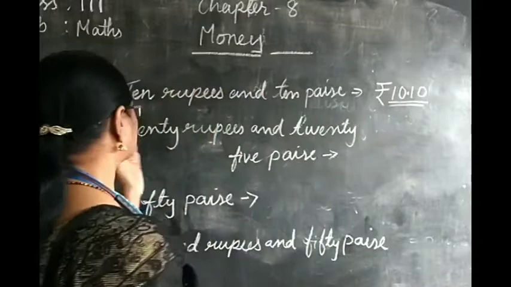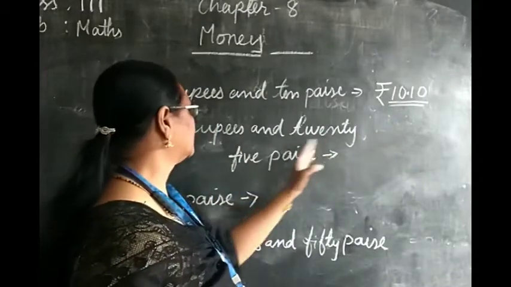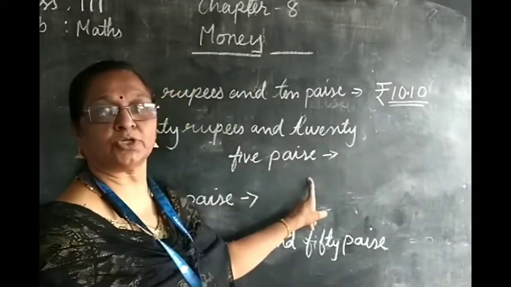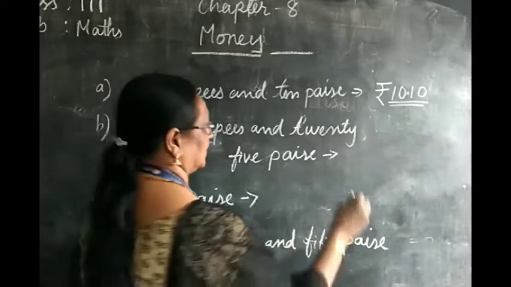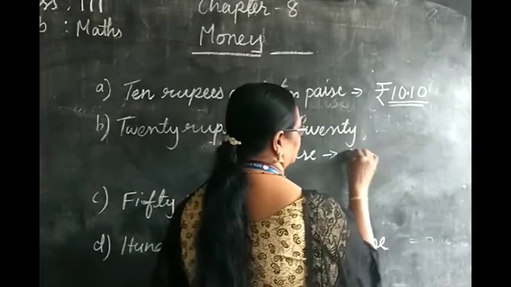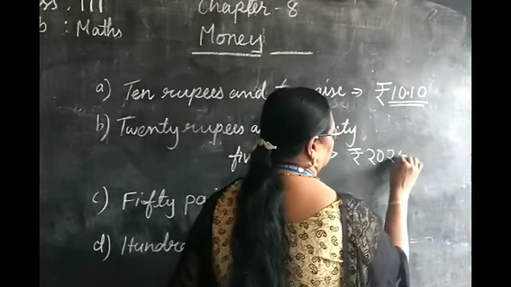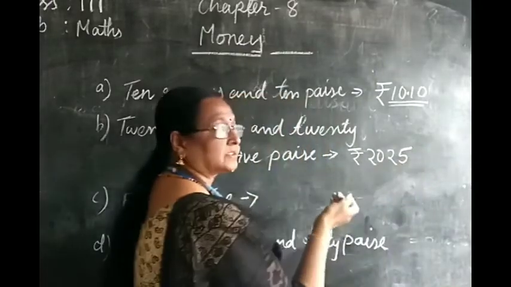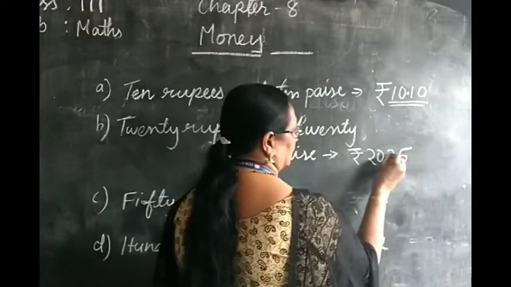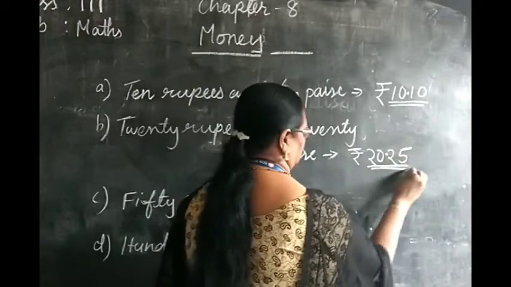The second question is 20 rupees and 25 paise. So, please write the symbol first. 20 rupees and 25 paise. Separate the rupees and paise with a dot. Ones, tens, put the dot.